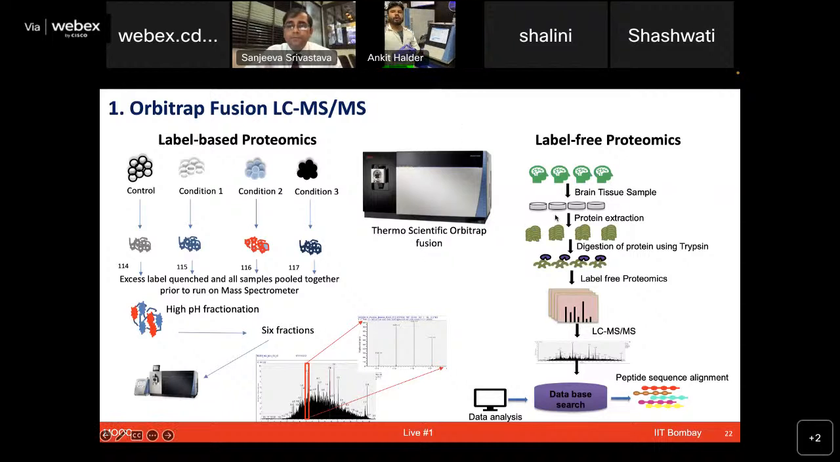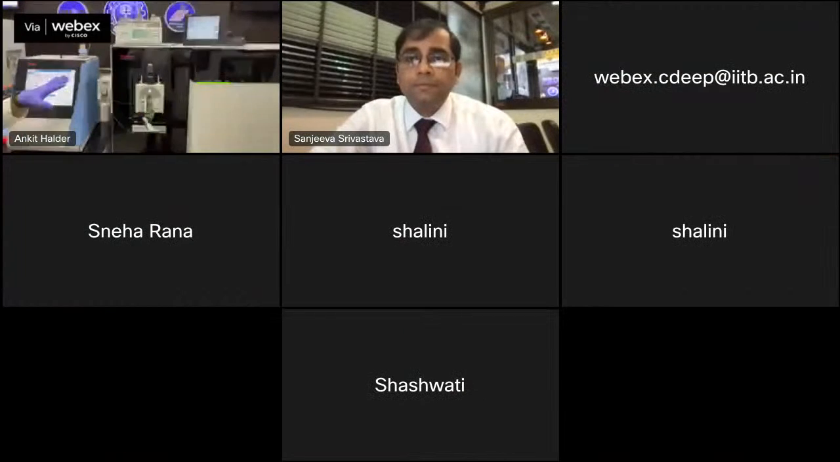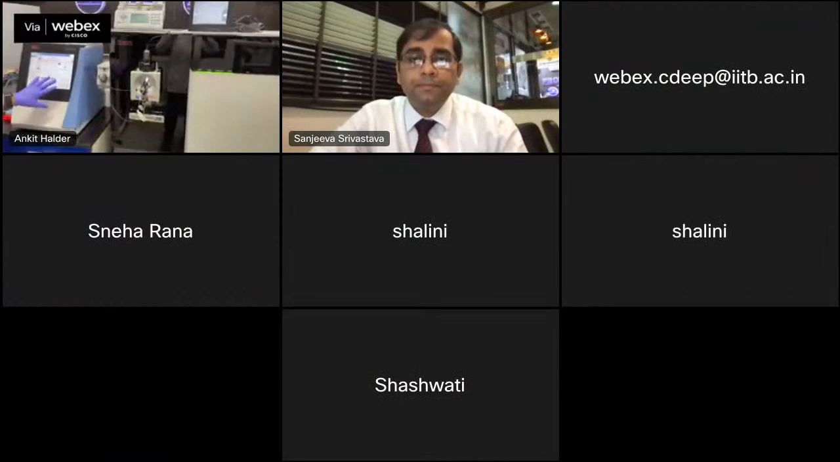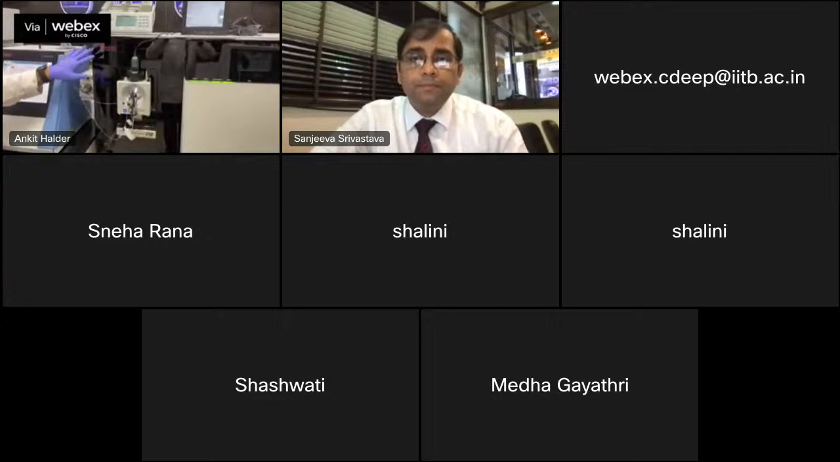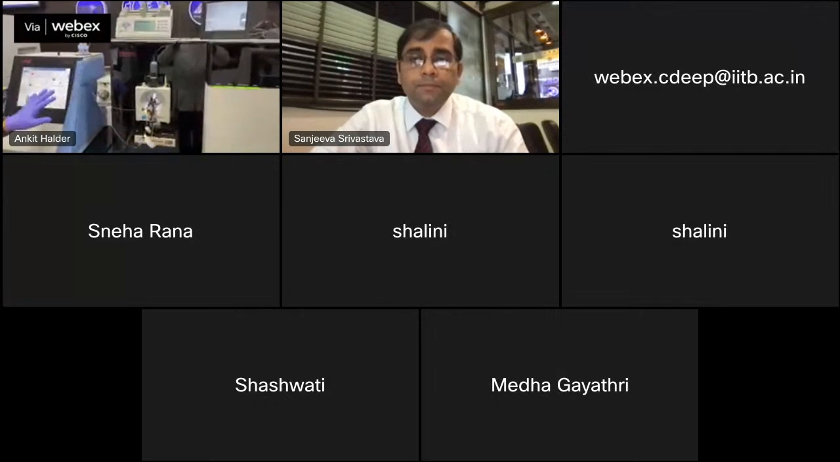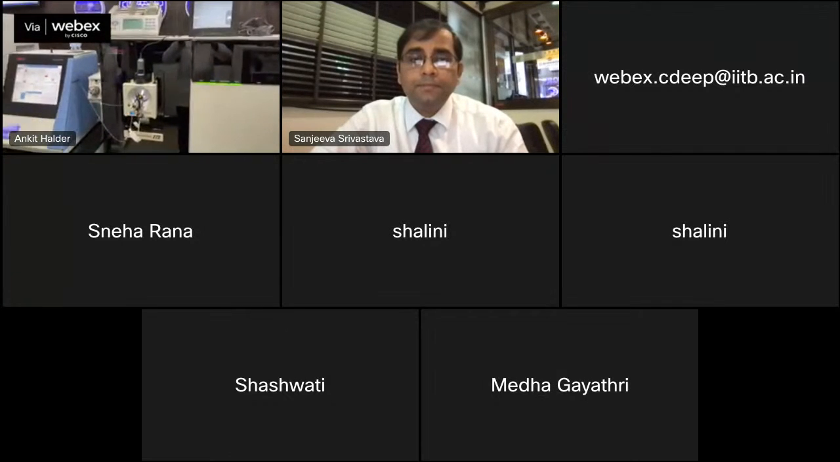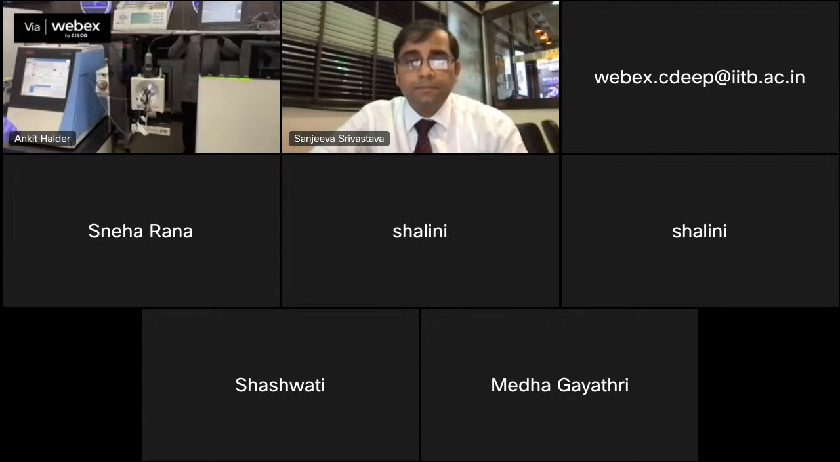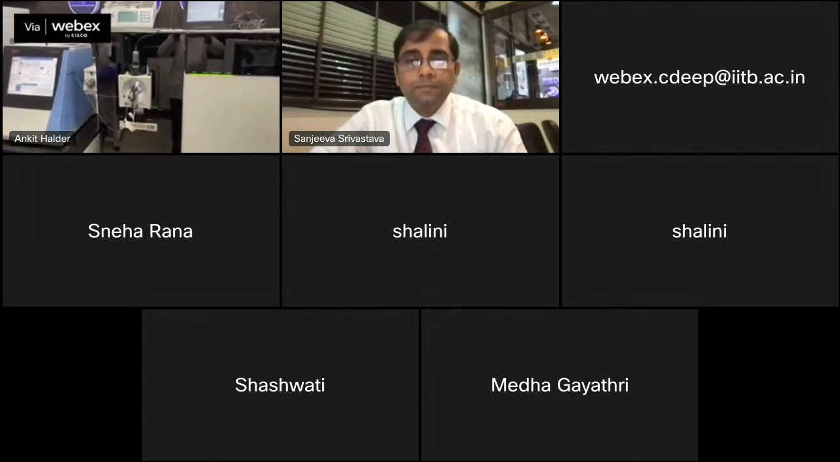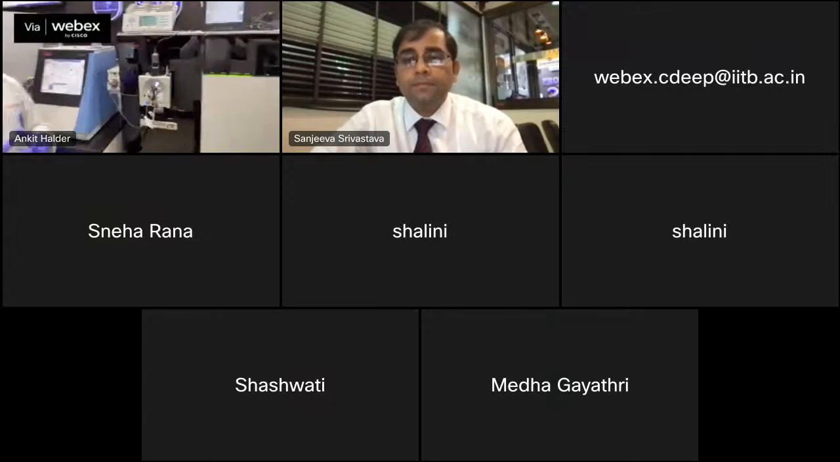This is the Orbitrap Fusion we have. This instrument we can use for performing different mass spectrometry based proteomic analyses. Here the Nano LC is coupled with the Orbitrap Fusion instrument. That is why we call this the LC-MS, right? So once we inject peptides, we can do different analyses on the basis of the abundances of peptides.